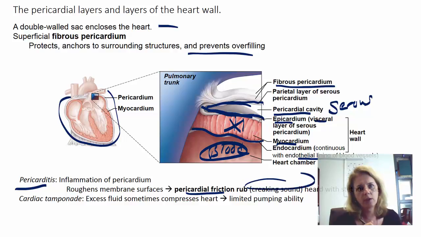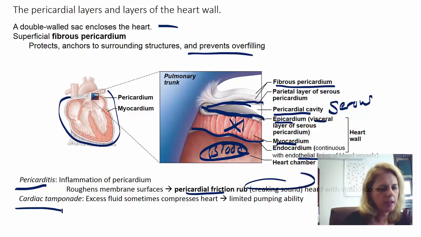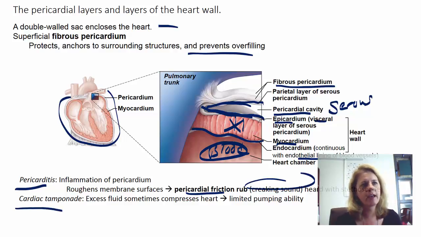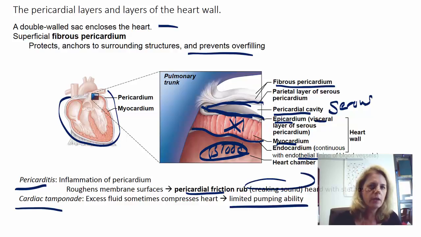Another disorder can be cardiac tamponade, and this is when there's actually fluid buildup in the pericardial sac around the heart, and so now there's so much fluid around the heart that it has a hard time beating. There's basically pressure being pushed back on the heart, so it's kind of like your heart's beating in a water balloon, and so it limits its pumping ability. So both of those are kind of disorders associated with that pericardial sac.